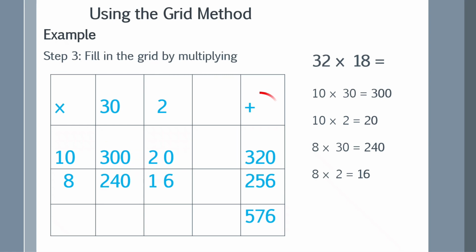Now you are going to add up 300 plus 20 to have 320. Then add 240 plus 16 to have 256. And finally, to have your final answer, you are going to add 320 plus 256 to have 576, which is your final product, your answer.